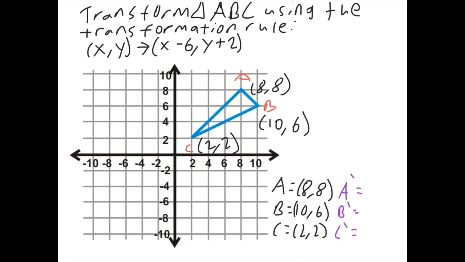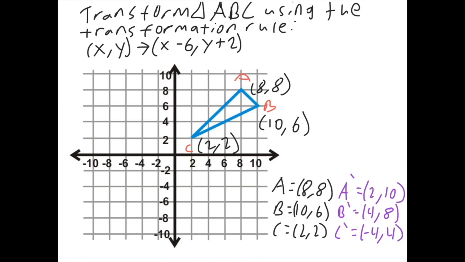So to do that, we look back up at the transformation rule and we see x minus 6 and y plus 2. So for point A, we have 8 minus 6 is 2, and 8 plus 2 is 10. For B prime, 10 minus 6 is 4, and 6 plus 2 is 8. And for C prime, 2 minus 6 is negative 4, and 2 plus 2 is 4.